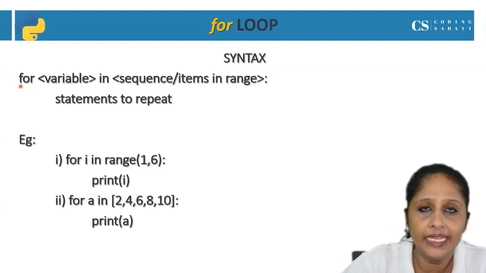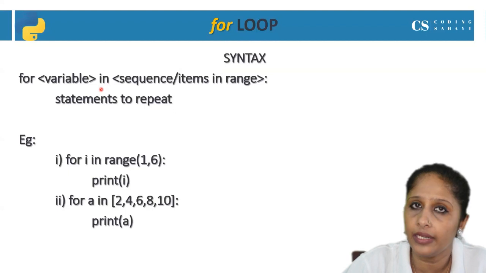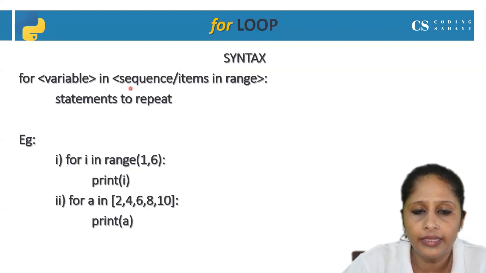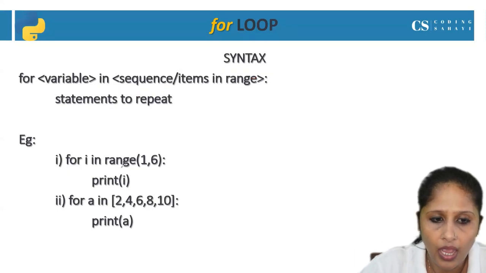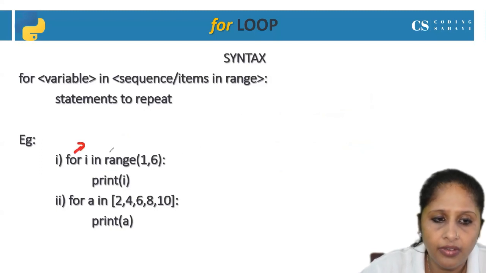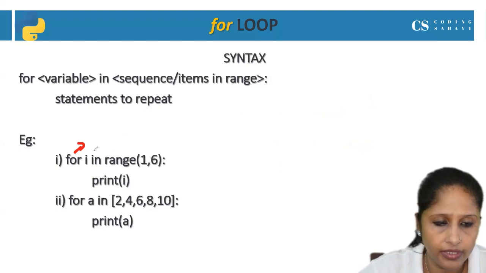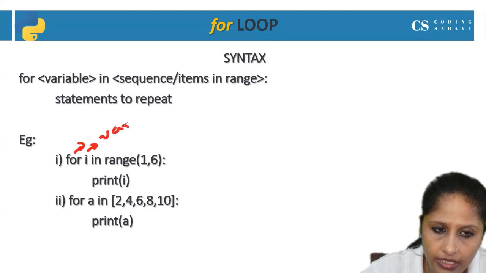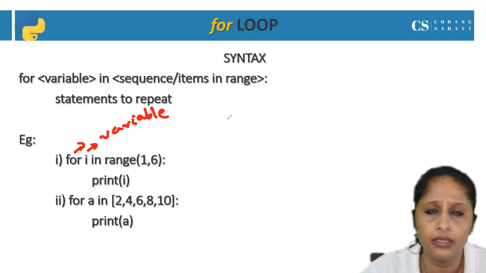We have to give the keyword for in small letter, then a variable. Then we have another keyword, that is in, the operator in we studied already. Then we have a sequence of items in range, then colon, then the set of statements. Let's see an example. For i in range of 1 to 6. Here for is the keyword used for repetition, or we can say it is an iterative construct. Then we have i here. This is just a variable. So instead of i, you can give a, x, p, anything can be given there.